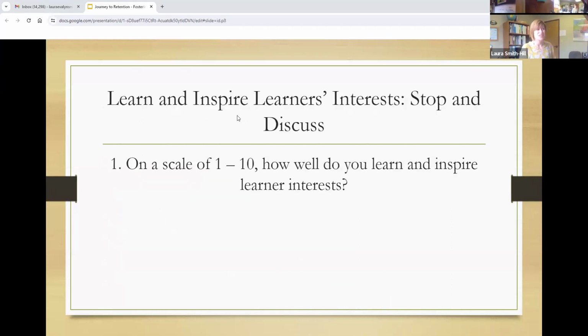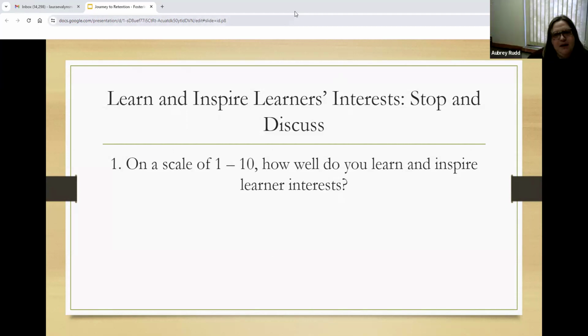Okay, here's an opportunity to engage in the chat. Please add just your gut feeling of how do you feel you do in inspiring and learning your students' interests on a scale of 1 to 10. Go ahead and put your number in the chat. No judgment, just an opportunity to reflect and express how you are doing in your classrooms on this strategy. Thank you, thank you. Thanks for adding your thoughts.